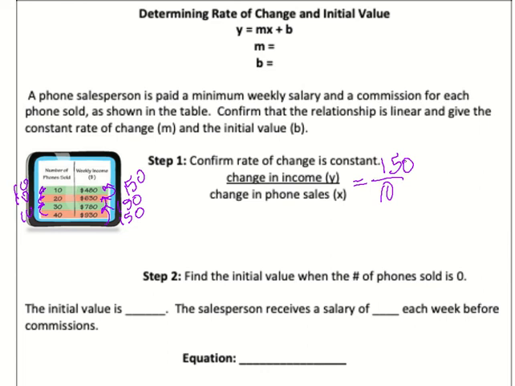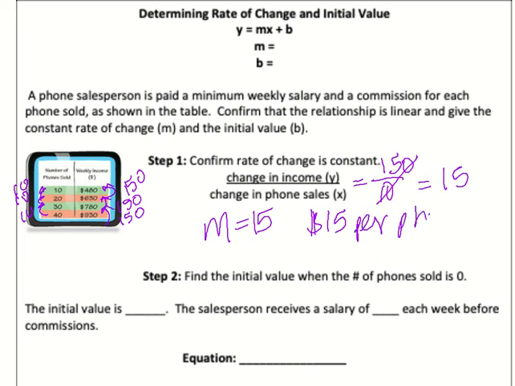So that shows that it's constant. Then we're going to reduce this, and we're going to get 15, because I'm going to divide by 10 and get 15. So that's our slope, m equals 15. And what that means is that it's $15 per phone sold. Remember, that's our unit rate. So m equals 15 means that it's $15 for every phone sold.